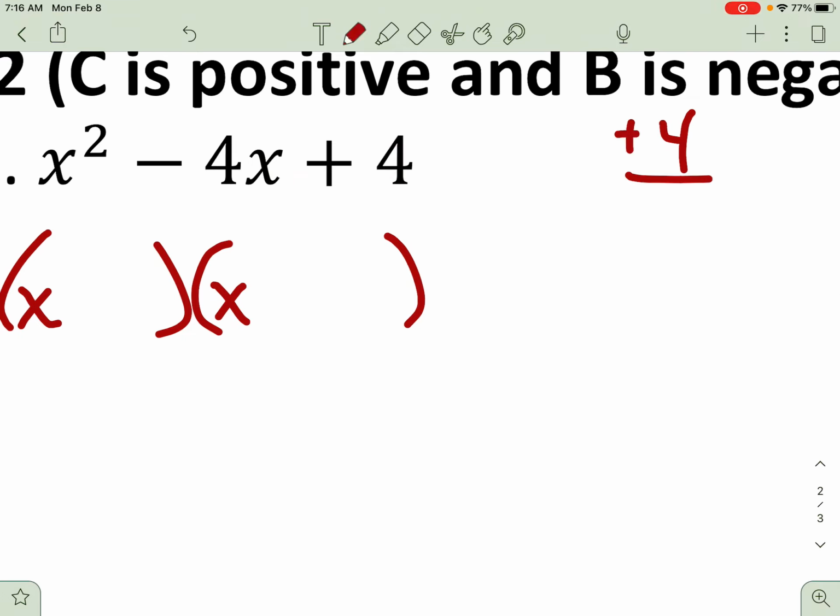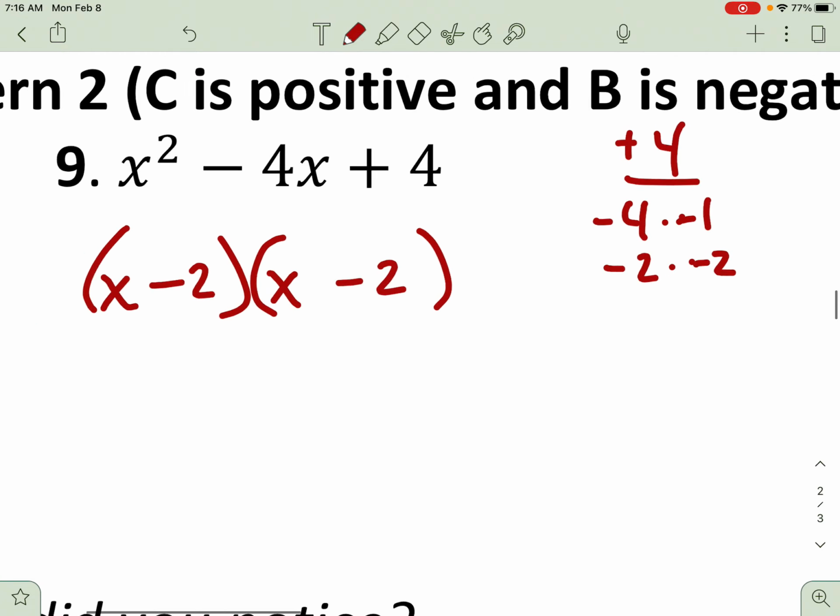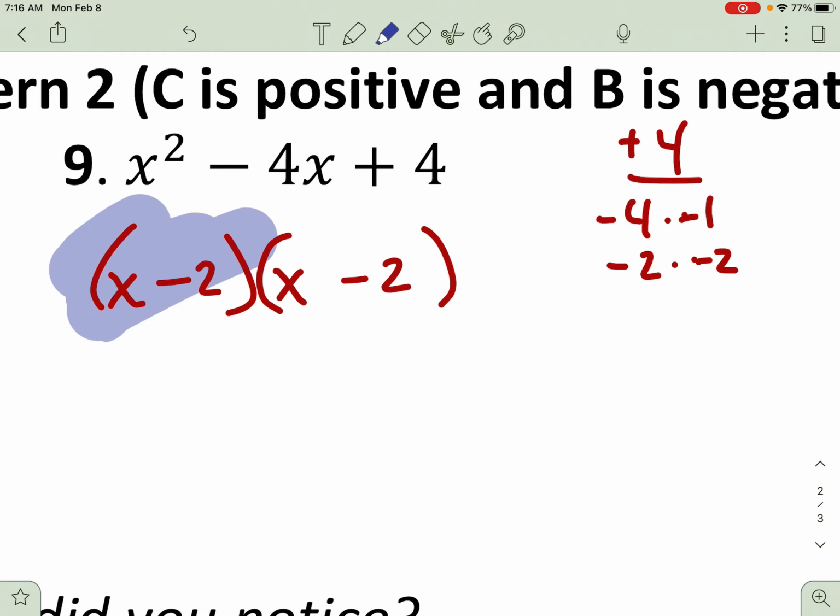Okay, factors of positive 4 that give you negative 4. Well, again, how do you get a positive 4? You can get it by multiplying two negatives. So you have negative 4 times negative 1, or negative 2 times negative 2. Which one, when you add them together, gives you a negative 4? It'd be the two negatives.